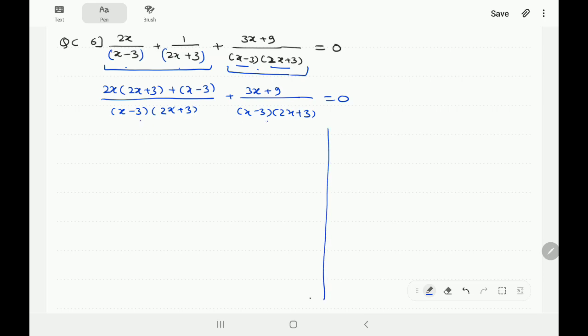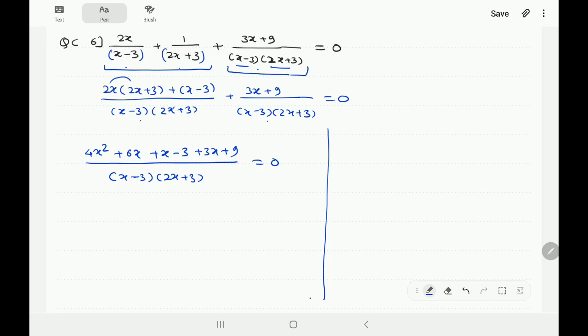Now check the denominator. Isn't it the same? That's what I want to tell you. Anyway, as they are the same, I'll just simplify and add them together. I mean to say, I'll take the same denominator, (x minus 3)(2x plus 3), equal to 0, and the numerator I'll simplify. 2x into 2x is 4x square, 2x into 3 is 6x, plus x minus 3 plus 3x plus 9, everything together.